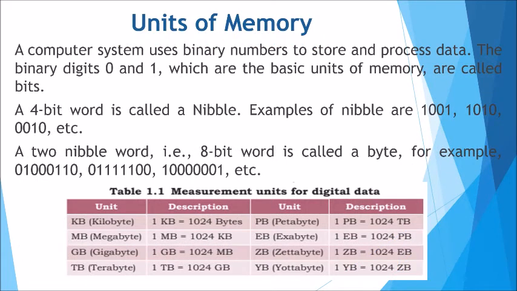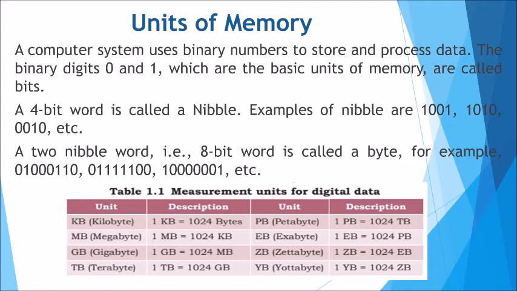Units of memory. A computer system uses binary numbers to store and process data. The binary digits 0 and 1, which are the basic units of memory, are called bits. 0 actually represents off mode and 1 represents on mode. We can also say that 0 represents false and 1 represents true. A 4-bit word is called a nibble. Examples of nibble are 1001, 1010, etc.